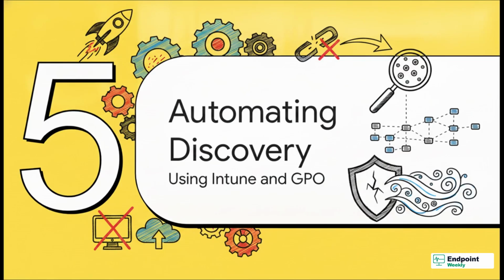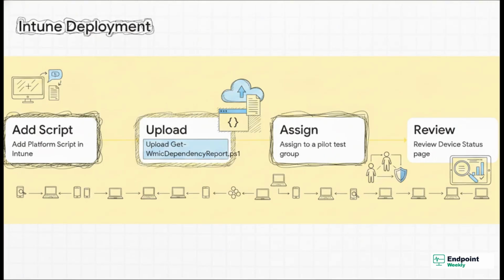Section 5. Automating discovery at scale, using Intune and GPO. Let me be perfectly clear about something. There is no group policy setting, no registry hack, nothing that can stop this removal. The update happens regardless of what you do. So if you use Microsoft Intune, here are the exact steps to proactively map your entire fleet today.